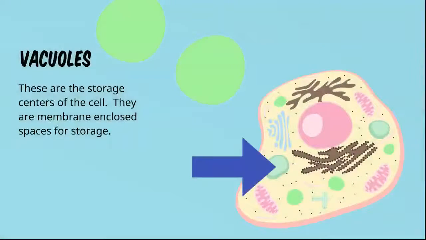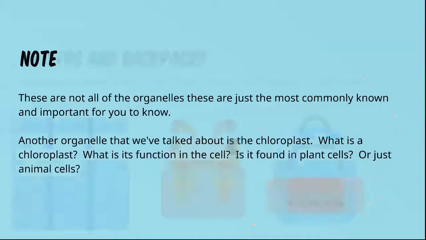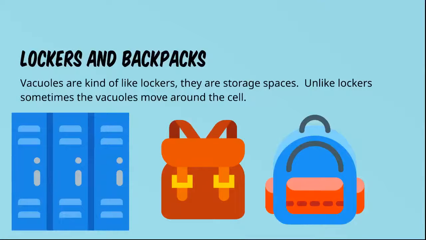They're the storage centers. So this is a lot like lockers and backpacks. Vacuoles are kind of like lockers and storage spaces. Unlike lockers, sometimes the vacuoles move around throughout the cells, kind of like a backpack.